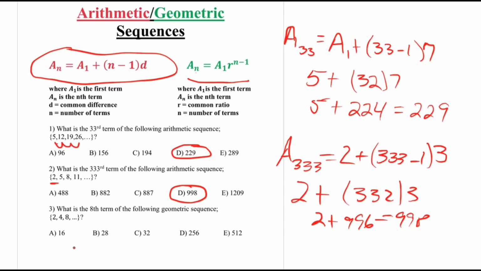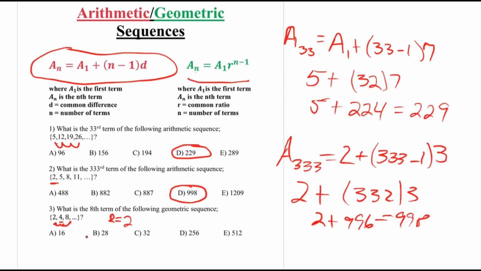So let's look at this. The common ratio is what number are we multiplying by each time to get to the next number. 2 to 4 to 8, we're obviously multiplying by 2. Some questions it's difficult to find that, so we just take any number and divide it by the previous one. 4 divided by 2 is 2, or 8 divided by 4 is 2. So here, r equals 2.